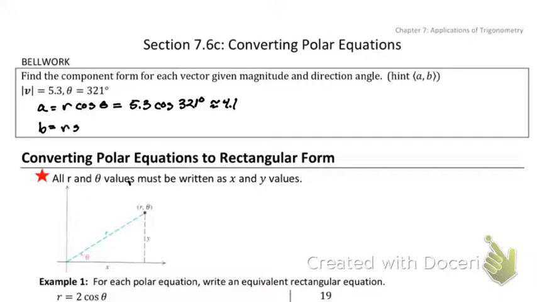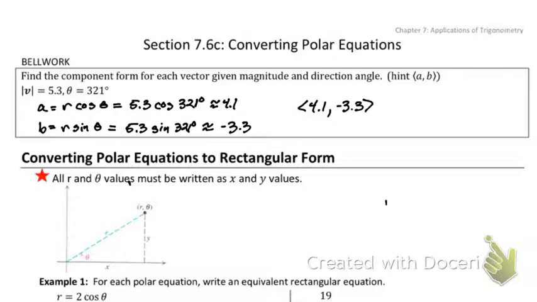All right, so let's get our B value. B equals R times sine of theta. In this case, our R is 5.3, sine of 321 degrees, which is about negative 3.3. Our A comes first, so it's 4.1. And our B comes second, so it's negative 3.3.